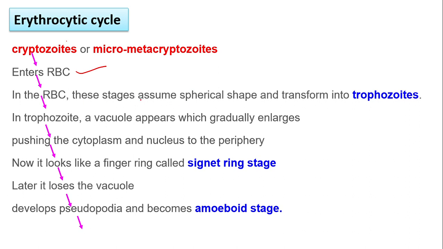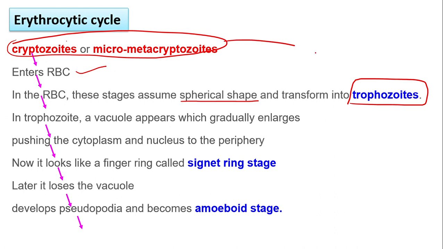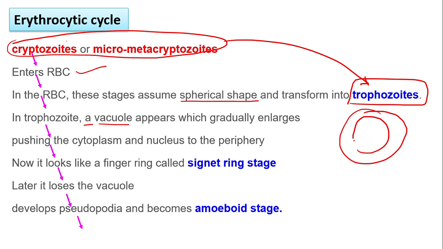आरबीसी में एंटर करने के बाद व्हाट इट इज गोइंग टू डू? दिस स्टेज assumes spherical shape and transform into trophozoite. So these two are going to convert into trophozoite. Why? Because trophozoite is the feeding stage. Feeding करेगा तभी तो grow करेगा तभी तो reproduce करेगा, right? Now in trophozoite a vacuole appears, which gradually grows in size, and it is going to push the nucleus and cytoplasm in one corner, that we call it as periphery.